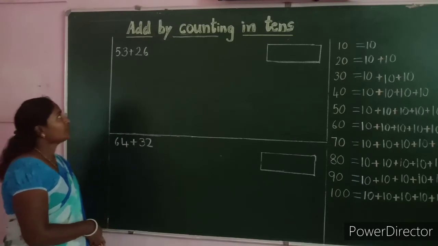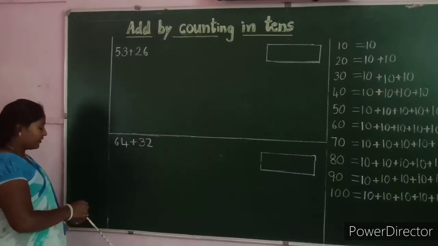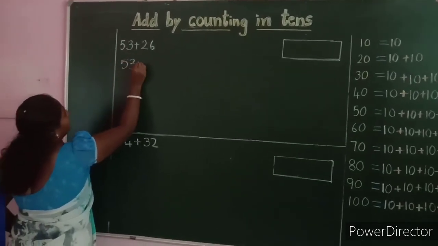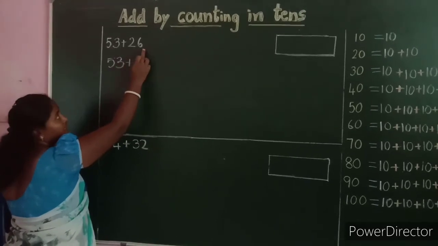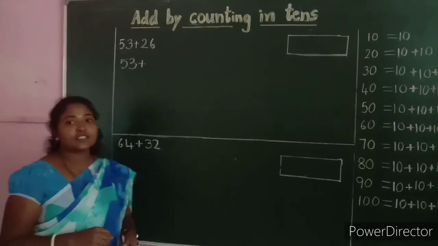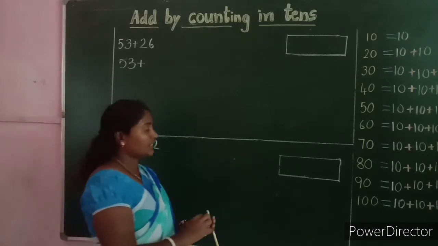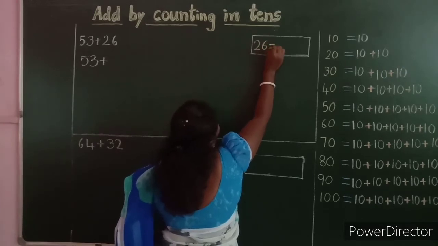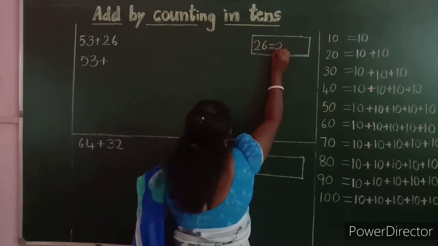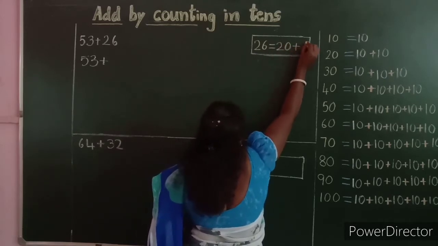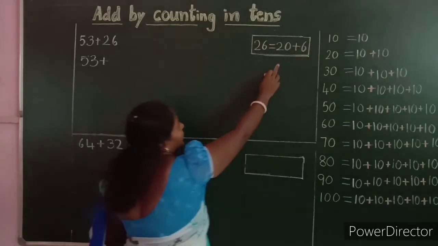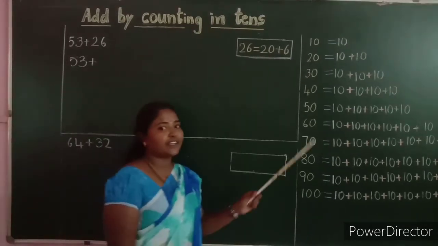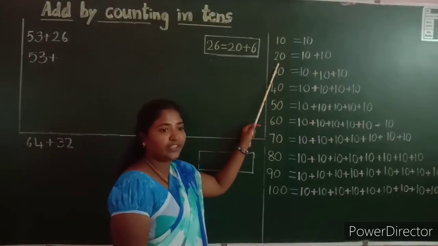53 plus 26. Right, 53 stays as it is, plus 26. The expanded form of 26 is 20 plus 6. Here, 20. How many tens are there in 20?